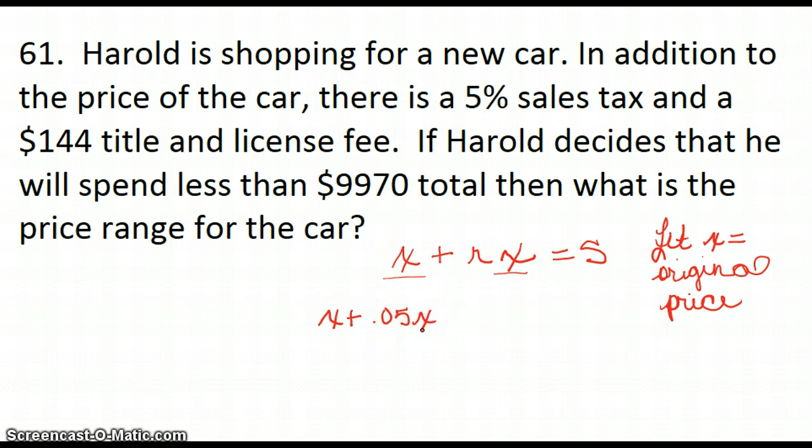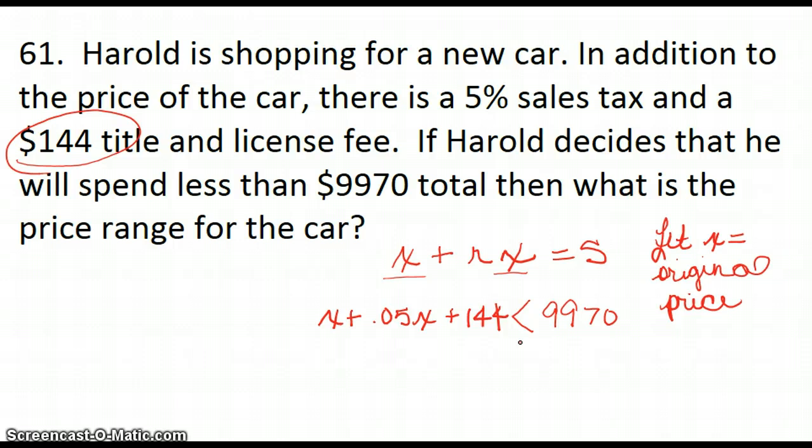And then they threw in a little more money that we're going to have to pay, that $144 title and license fee. So we're going to have to add that, 144, and we want that he's going to spend less than $9,970. So he doesn't want to even spend that. He wants to spend less than. So that means that this whole total is going to have to be less than $9,970. If he said he will spend at most, then that would require that equal sign down below, but he didn't say that.